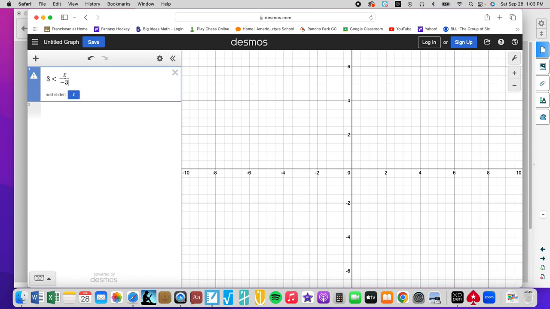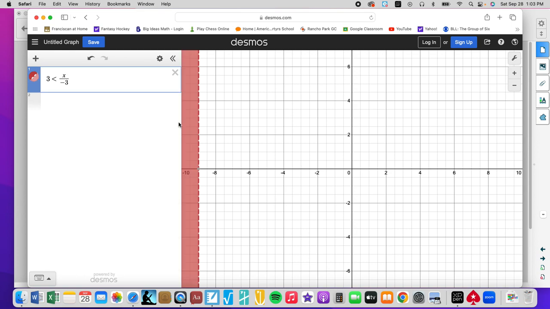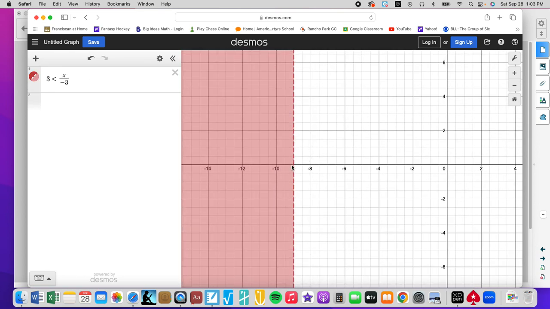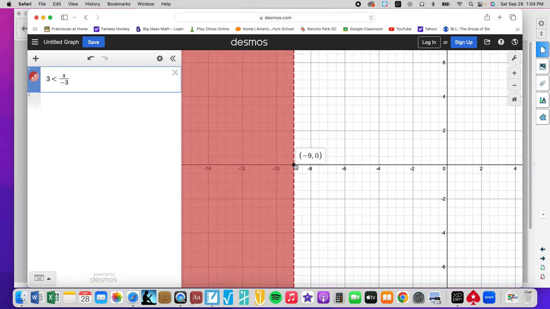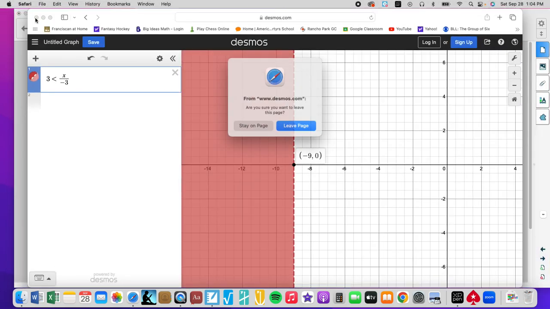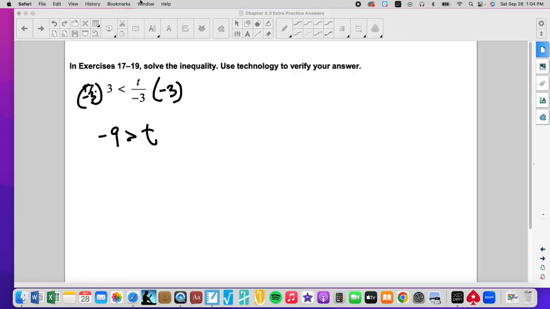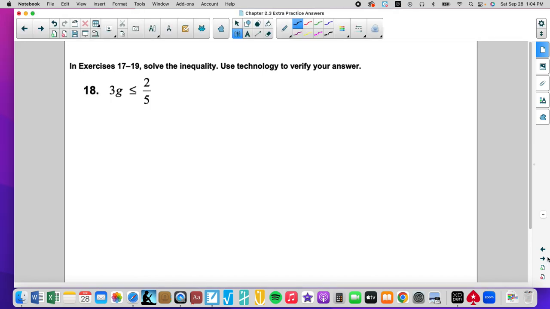Oh, I should probably do x. Let's do x. So we notice we are at -9, and then values still less than -9. T is less than -9. We notice the shading goes to the left, so that's at -9. So I guess that's how we could use technology. Interesting way. I don't know if that's the best way, but we'll see. Well, that'll work. I'll accept that.